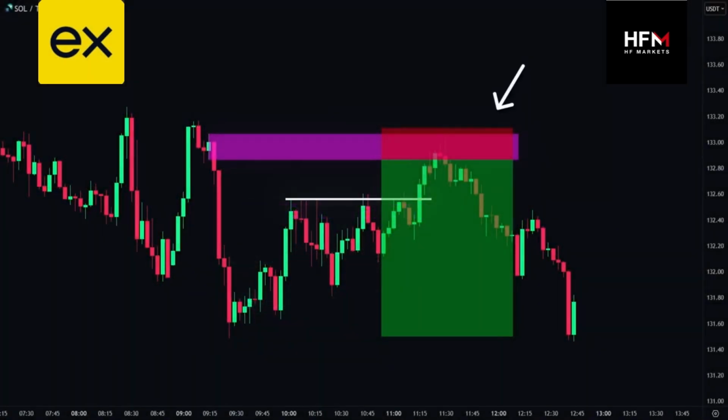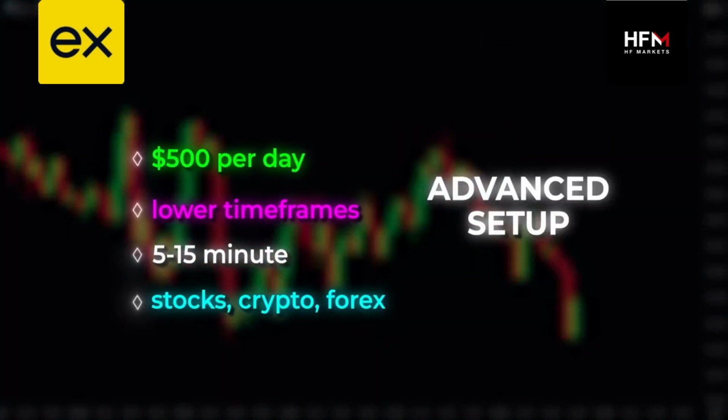Now, the liquidity setup I just showed you is only the basic version of the strategy. There's also a more advanced setup, and knowing this can help you even more if your goal is to achieve $500 per day. So let's dive into that right now.